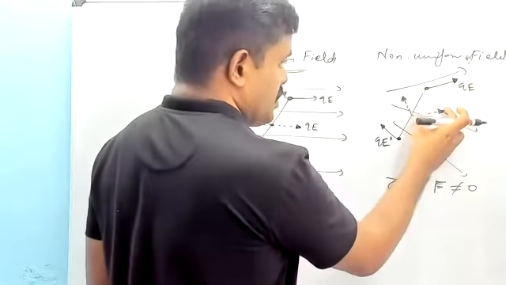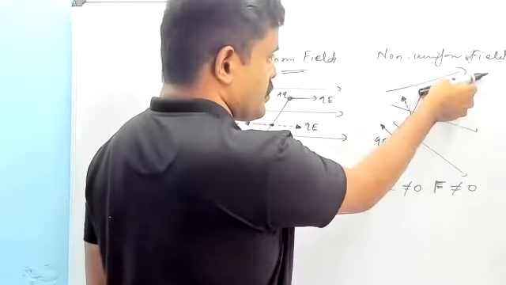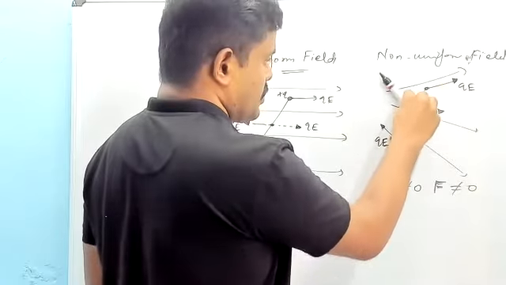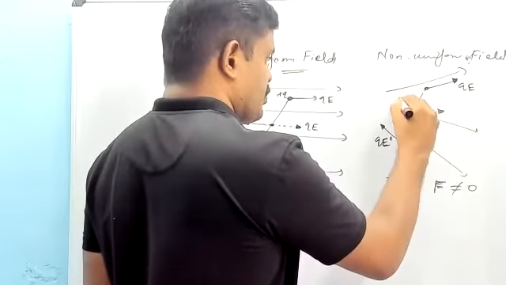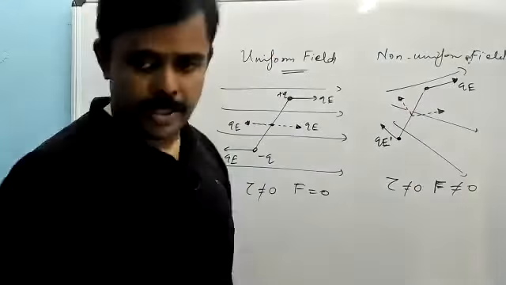This force is here. Look at the force. This force is kept here. Will they cancel? No. Those forces are never going to cancel. So the net force would not be equal to 0.